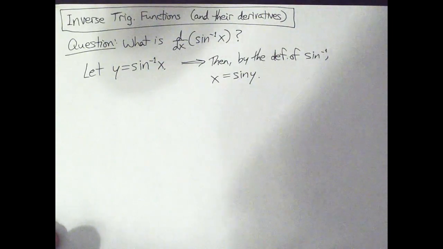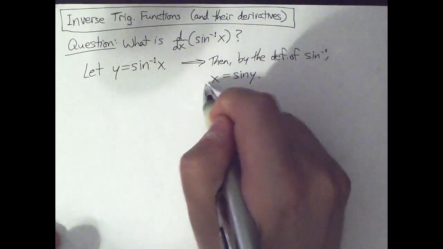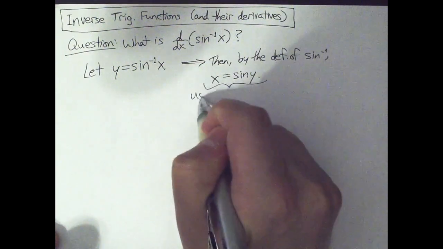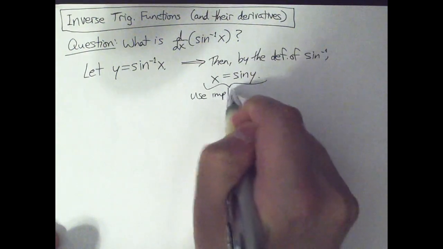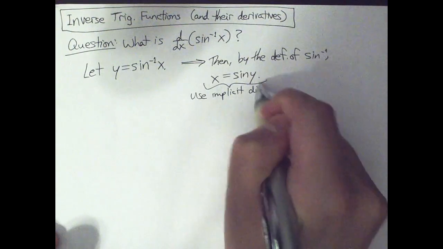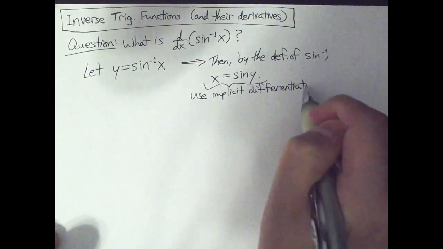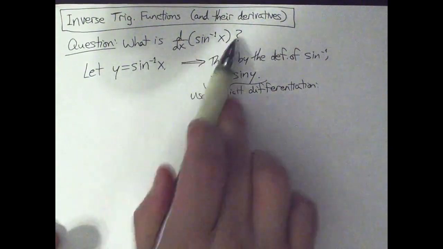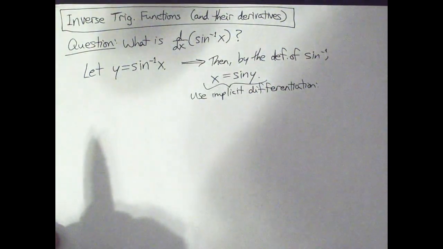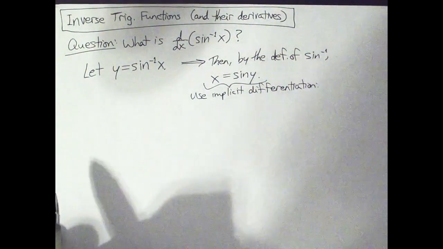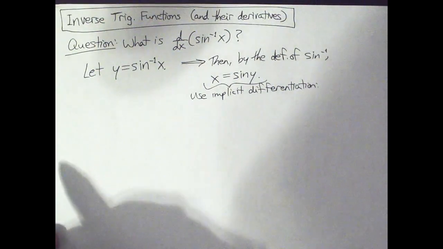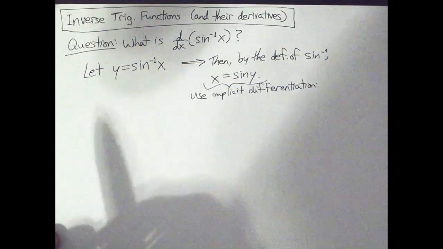And now, just like we did in the logarithmic lesson, we're going to use implicit differentiation. We're hoping to establish a rule or a formula for what dy dx is. And when we do implicit differentiation, we usually get a dy dx that pops out. So I think this is going to work.